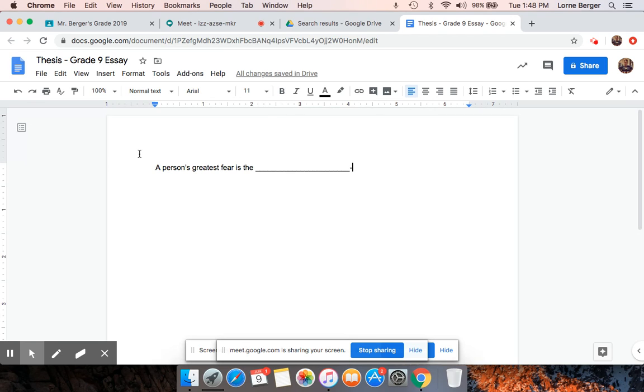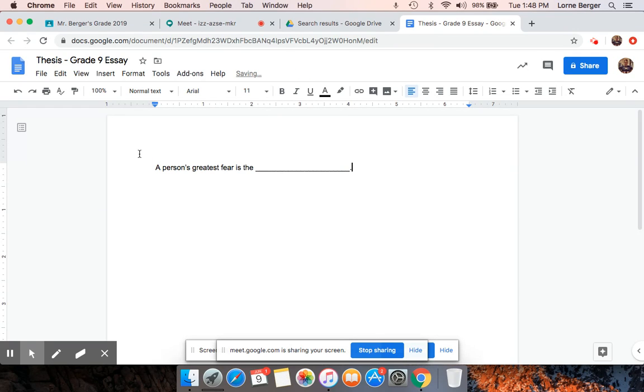We talked about this when we talked about themes and how a theme is not fear, right? A topic is fear. A theme would be, the greatest fear is the fear of blank, and that would make it a theme and something that you can use for your thesis.